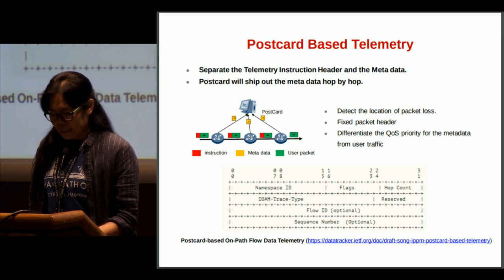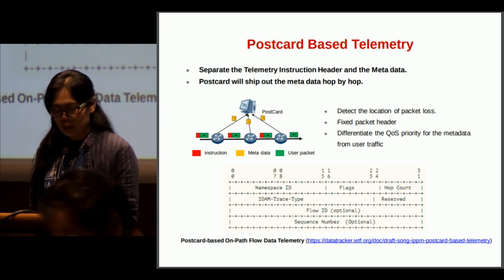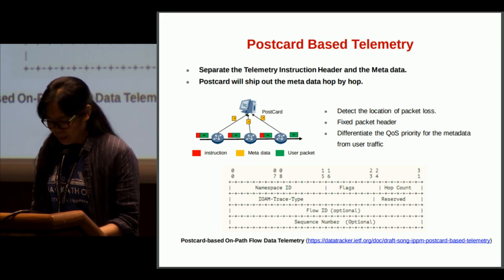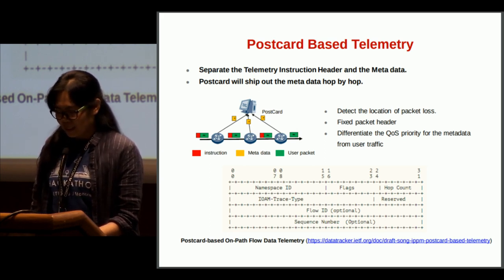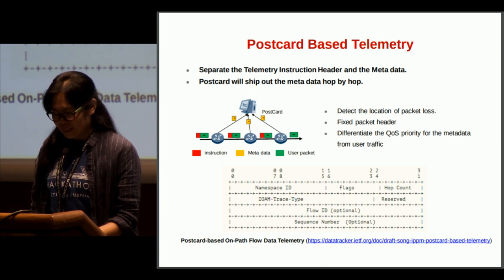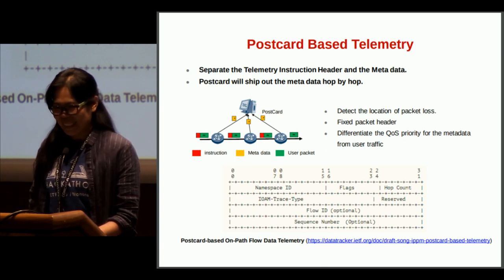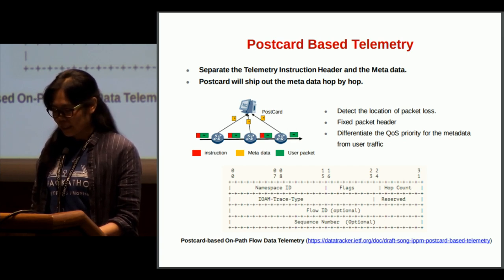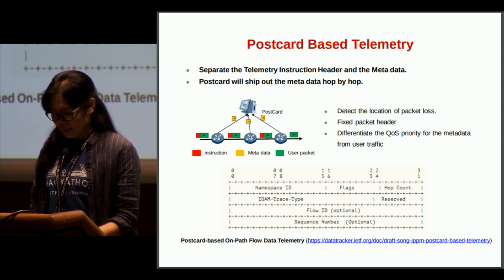We list three reasons. The first is that using this tracing type, we can detect the location of packet loss. And then we can solve the encapsulation length problem with a fixed packet header. Sorry, a little nervous. And the last one is to give the metadata a different queue priority from user traffic.